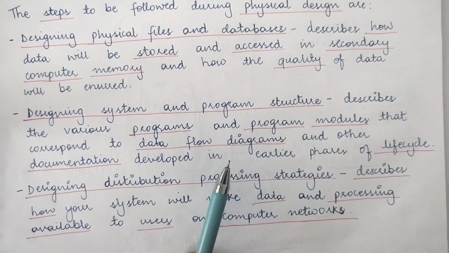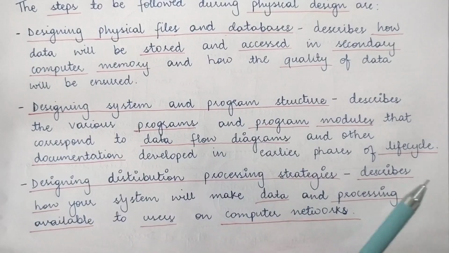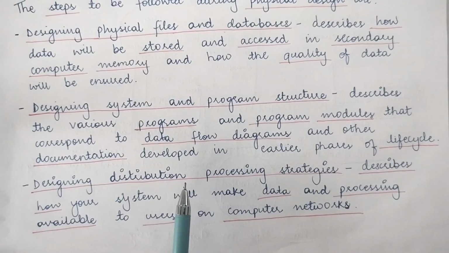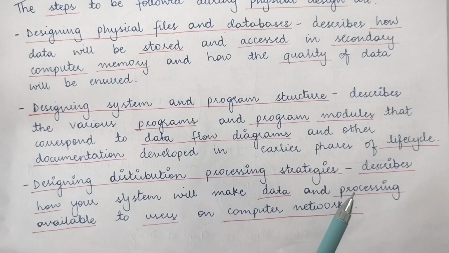The third step in designing the physical design is designing distribution processing strategies. When we design the distribution processing strategies, basically we are describing how the system will make data and processing available to users. Whatever data is there, and after processing whatever results we get, how that data and the processing will be available to the users on computer networks. So this is described through distribution processing strategies, that is, what all strategies will be used for distribution processing.